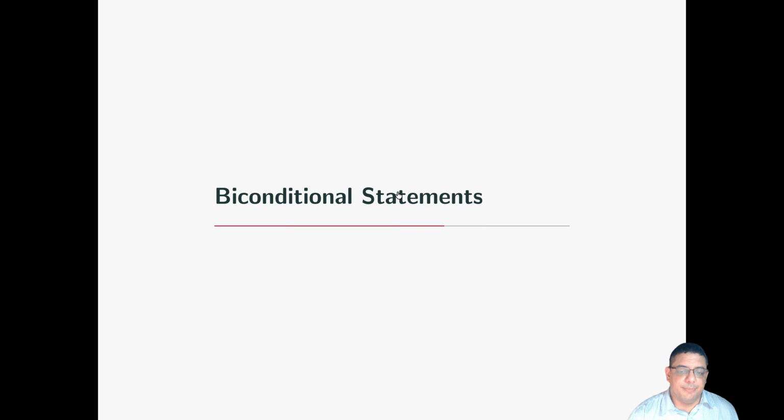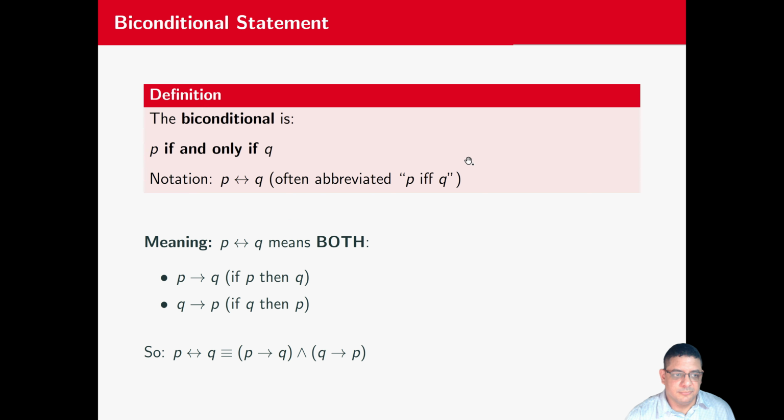Now the last statement will be the biconditional statement. The biconditional is called that because we're doing implication in both directions. So we have P if and only if Q. The meaning is that P implies Q, but at the same time, Q implies P. And so we can say that the biconditional is essentially having P implies Q and Q implies P at the same time. So those two will be equivalent here.